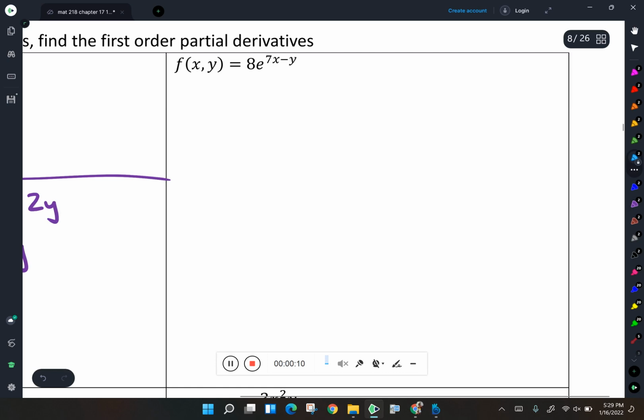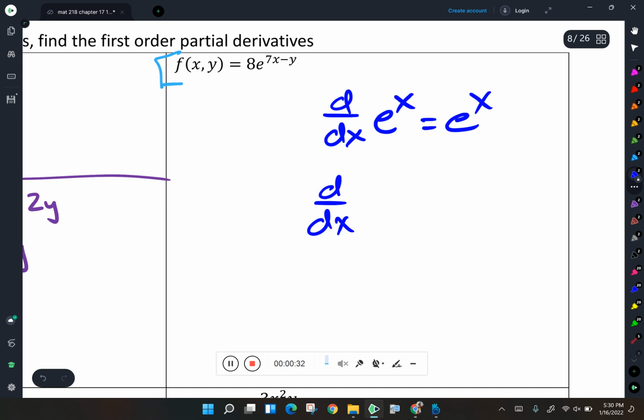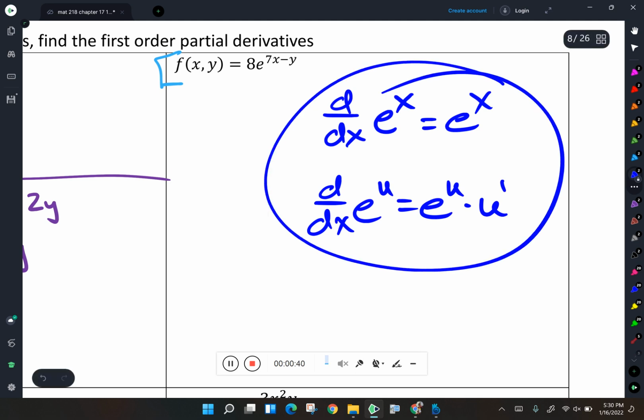So we're going to start up here with this example. What are we looking at here? I have 8 times e raised to the quantity 7x minus y. I know what I need to do. I need to use the derivative rules for e to the x. Now I remember the derivative of e to the x is plain old e to the x, and the derivative of e to the u was e to the u times u prime. So these are the rules we're going to be working with here. When we take this derivative, it will not be a plain old derivative, it'll be a partial derivative with respect to the appropriate variable.